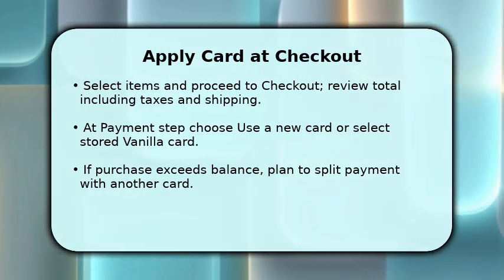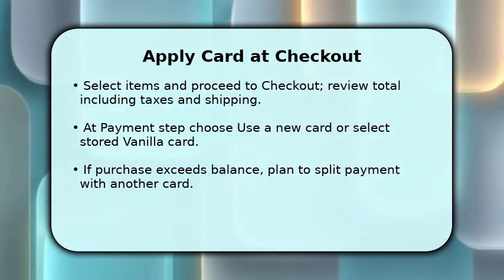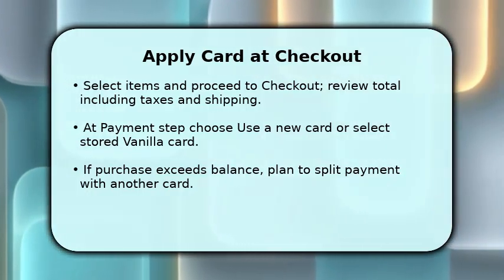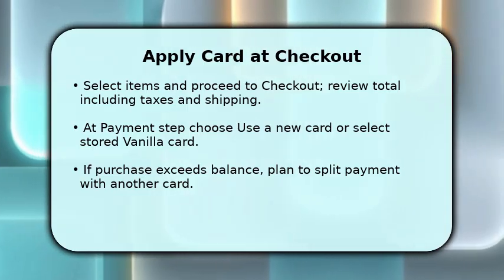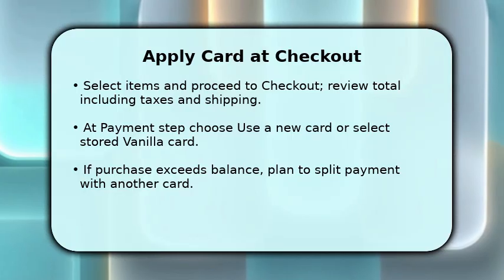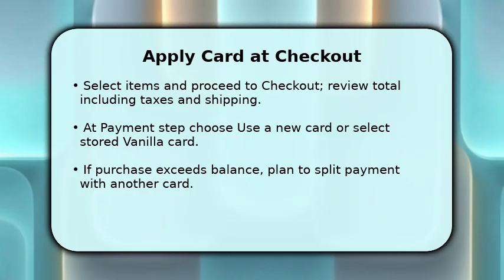At the payment step, choose the Vanilla card you just added. If it isn't listed, re-enter details. If the gift card balance is less than the order amount, make sure to choose split payment and add a second card to cover the remainder, since Amazon won't accept partial authorization without a backup payment method.